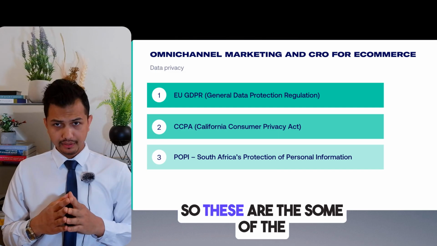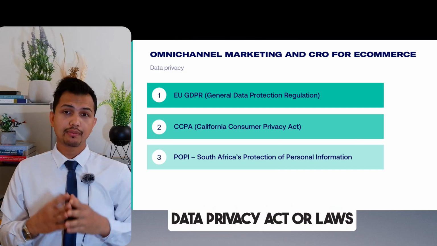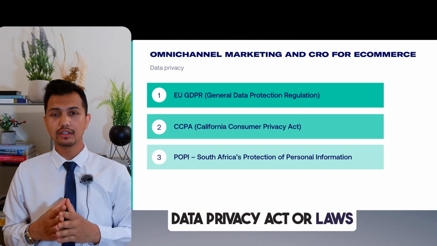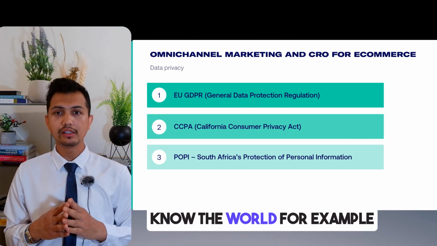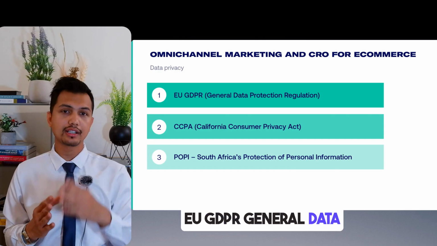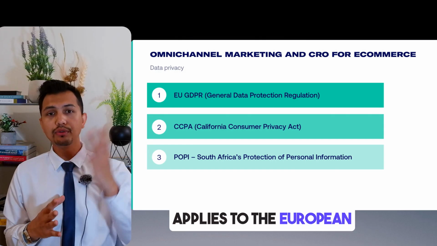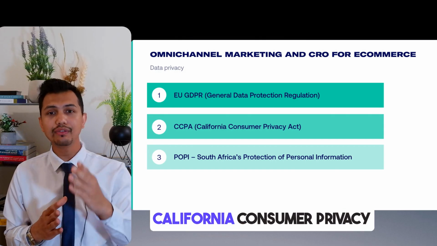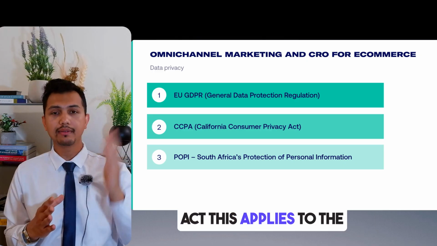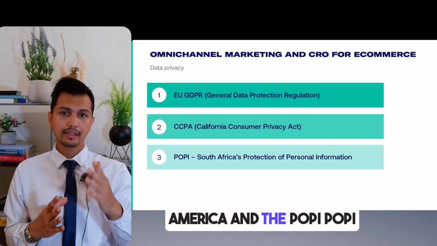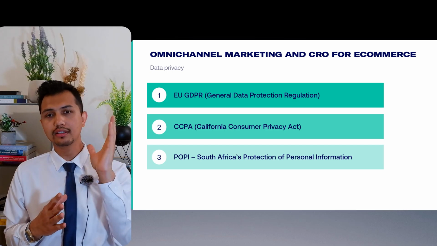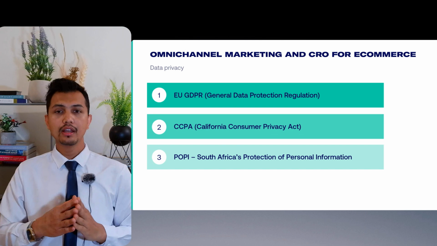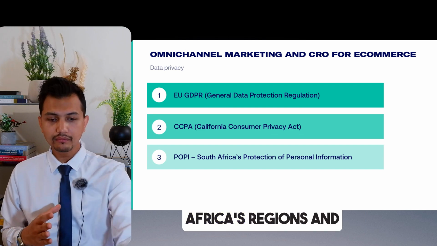So these are some of the data privacy acts or laws that are applicable in different regions of the world. For example, EU GDPR, General Data Protection Regulation, that applies to the European region, and the CCPA, California Consumer Privacy Act, this applies to America, and the POPI, South Africa's Protection of Personal Information Act. This applies to South Africa's region.